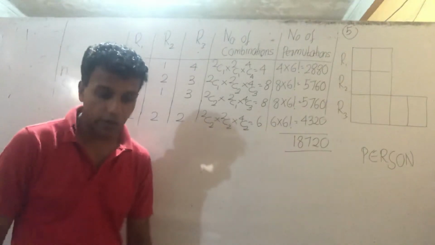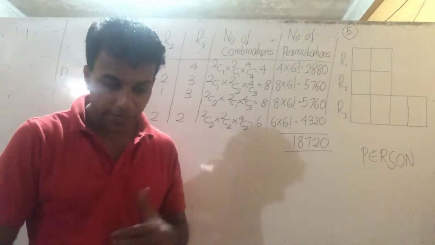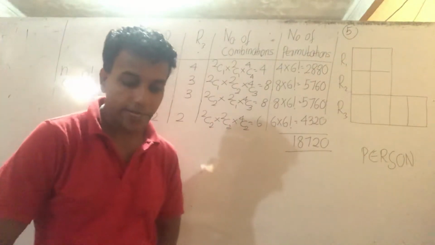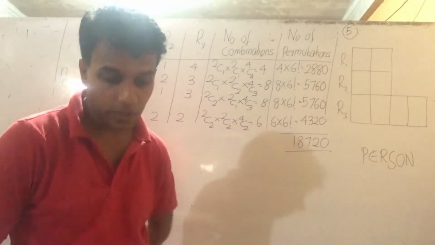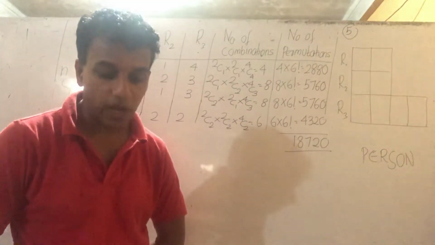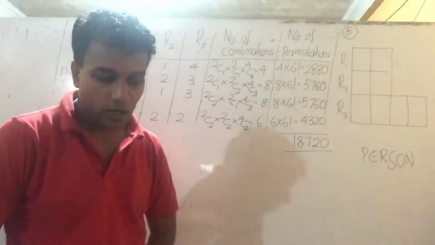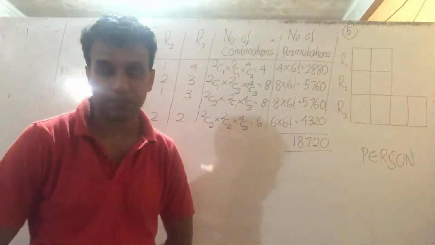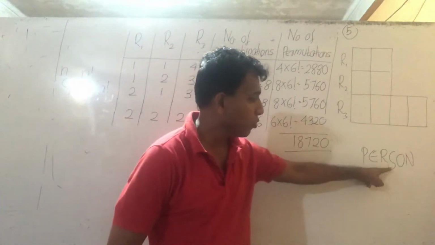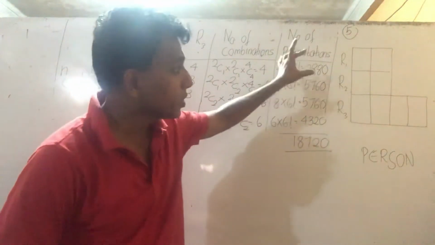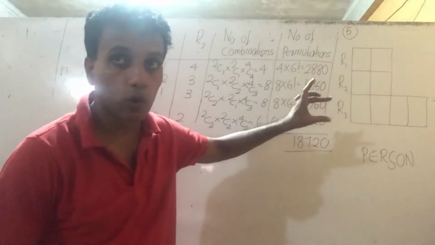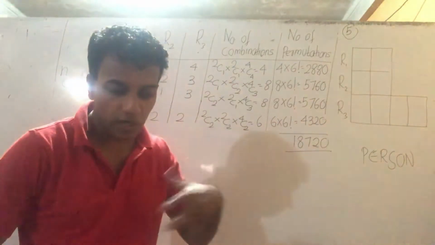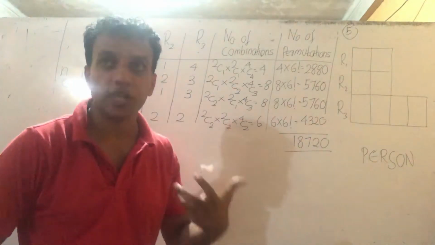Right, next question number 5. The question says: find the number of ways in which all the letters of the word PERSON can be placed in the squares or rectangles of the given figure so that no row remains empty. There are 6 letters. You should cover all the horizontal rows, inserting letters there. They can be shuffled, so how many ways or permutations are there?